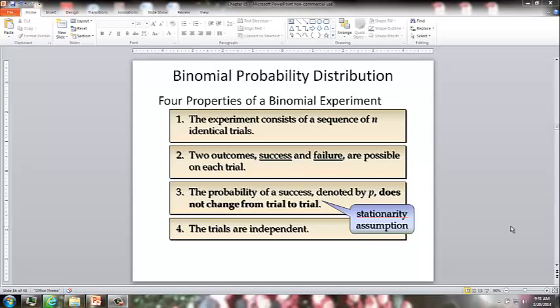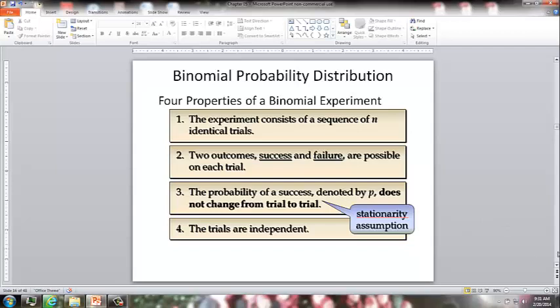The third assumption is that the probability of success is denoted by small p. Remember, the value here should be greater than or equal to 0 and less than or equal to 1. But that probability does not change from trial to trial. And finally, the trials are independent, i.e., the outcome of each trial does not affect the next trial.